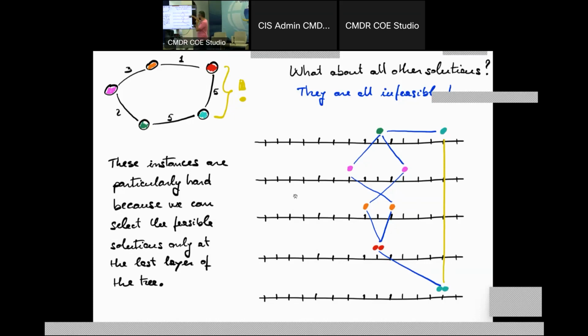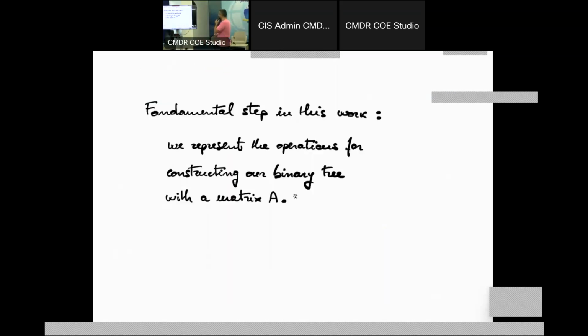But then the verification of the solution, so deciding whether a solution is feasible or not, can be taken only at the last vertex. So this means that my search tree grows exponentially with the number of vertices that I'm using, and I can really select the solutions only when I reach the end, when I finish the turn around the cycle. So that's why, when working in dimension 1, we are particularly interested in this kind of instances, because these are the hard ones.